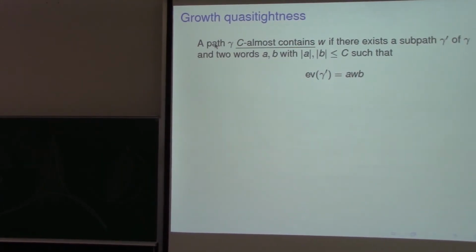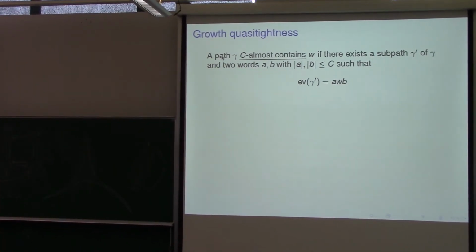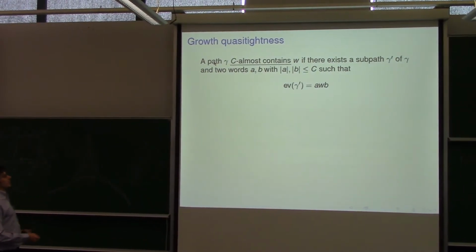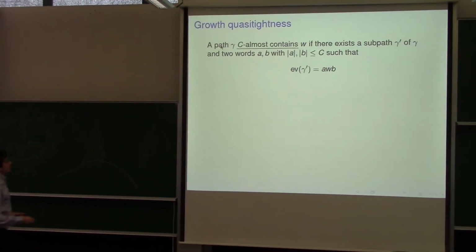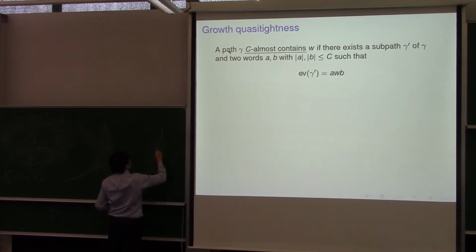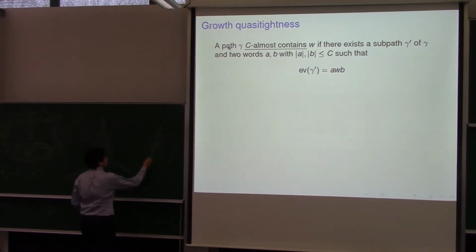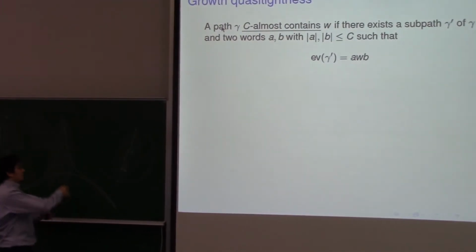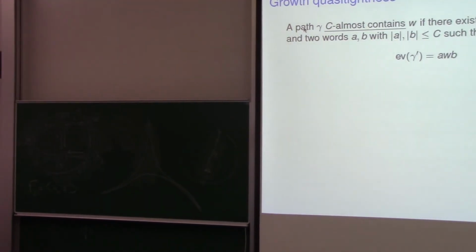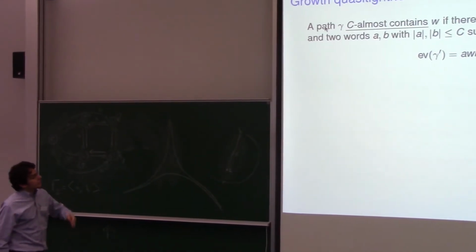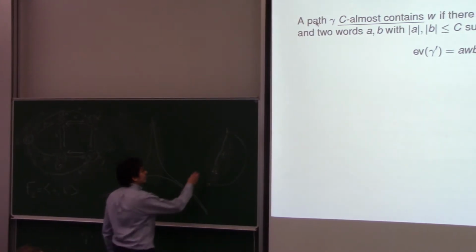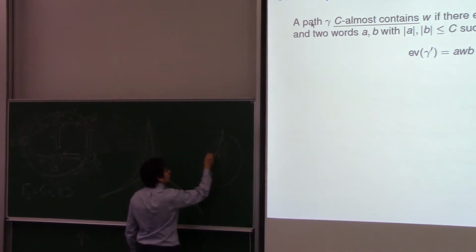It comes from growth tight languages, but it's in some sense different. Okay, anyways, what we could say? We could say that a path almost contains the word W. Let me draw a picture. Basically, you have a path gamma, say, from the identity element in this Cayley graph of this group, which maybe is generated by some graph structure like this. And we say that it almost contains a group element W if basically W fellow travels gamma in the group.